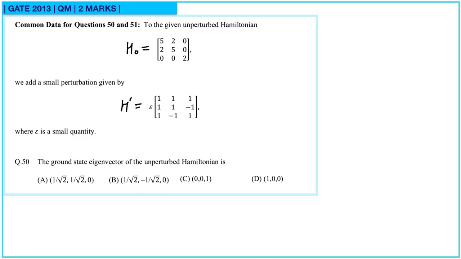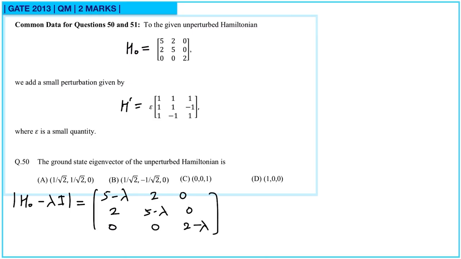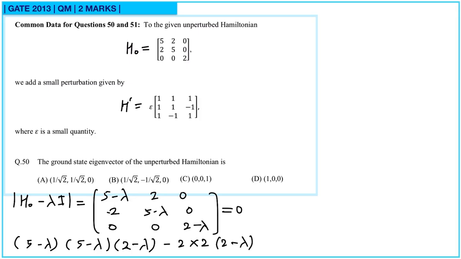So this is H0. So you will simply write mod of H0 minus lambda I, and this should be equal to 0. That will be equal to 5 minus lambda, 2, 0; then 2, 5 minus lambda, 0; and 0, 0, 2 minus lambda. And this should be 0. So we have 5 minus lambda into (5 minus lambda)(2 minus lambda), and this is 0. Now minus 2 into 2 into (2 minus lambda). This will be equal to 0. That means we are getting 2 minus lambda is equal to 0. That means lambda is 2.